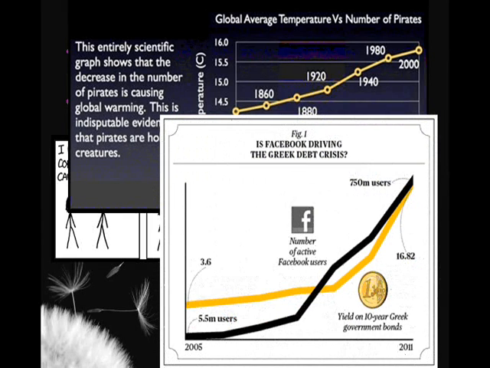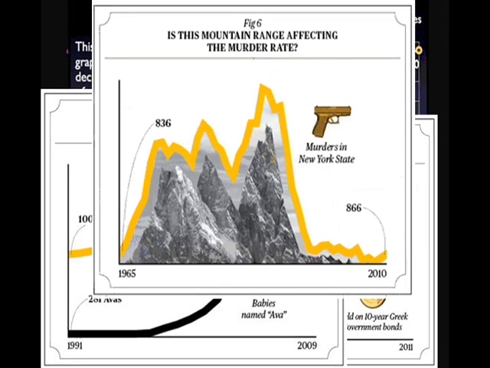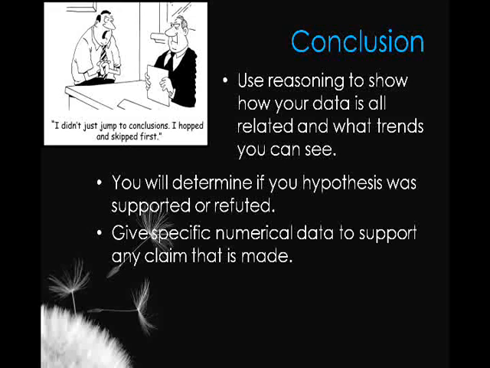Here's another one. Is Facebook driving the Greek debt crisis? As the number of Facebook users go up, the debt crisis also increases in Greece. Not necessarily a causation situation, but they're both showing a positive relationship. Baby's name Ava caused the housing bubble? Probably not. Is this mountain range affecting the New York murder rate? Again, just because they show a relationship in some way doesn't mean that they are actually causing each other.